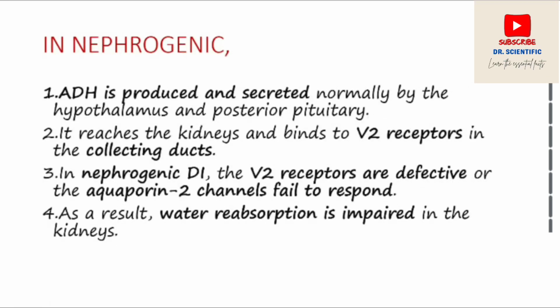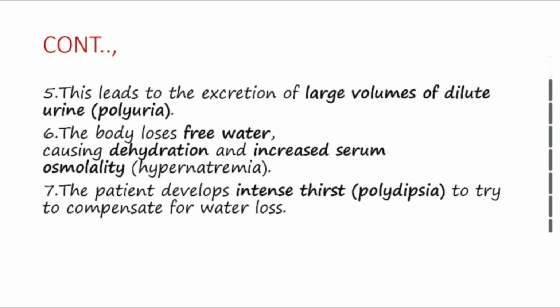In nephrogenic DI, ADH is produced and secreted normally by the hypothalamus, reaches the kidney and binds to V2 receptors in the collecting ducts. Then these V2 receptors, which are channels, fail to respond even though ADH has been produced normally. As a result, absorption is impaired. Next slide.